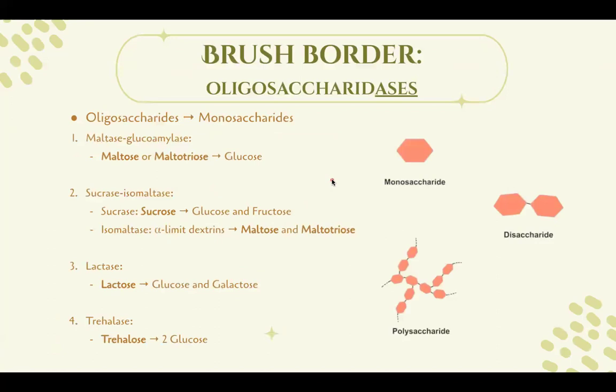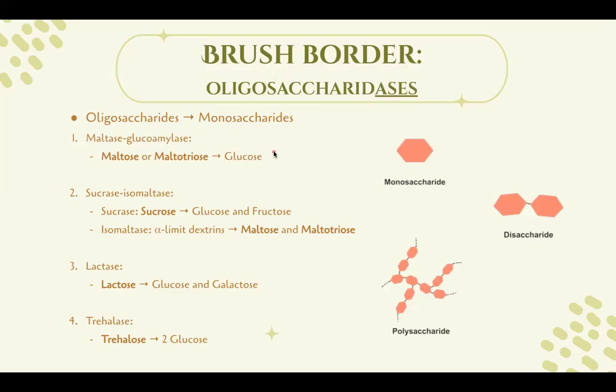We have our oligosaccharides. We don't have monosaccharides yet. So we need to break down these oligosaccharides into monosaccharides. And the enzymes that will do this are the oligosaccharidases, okay? The name tells you what it does. So oligosaccharidase, ase is an enzyme, so when you add this to anything, it's an enzyme that breaks. So this is an enzyme that breaks down oligosaccharides, okay? And this happens at the brush border, okay?